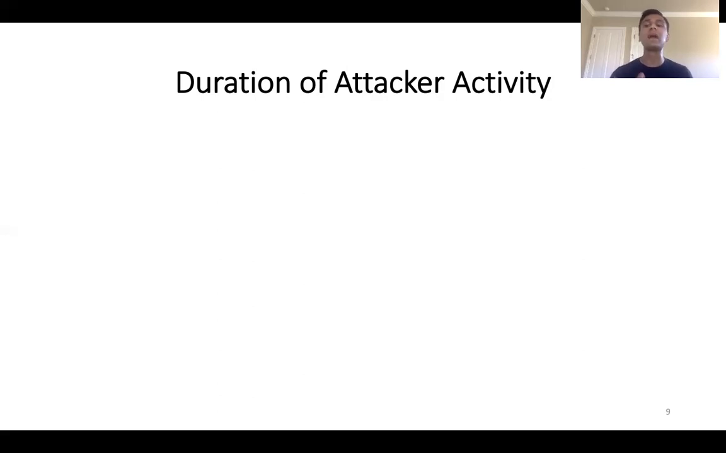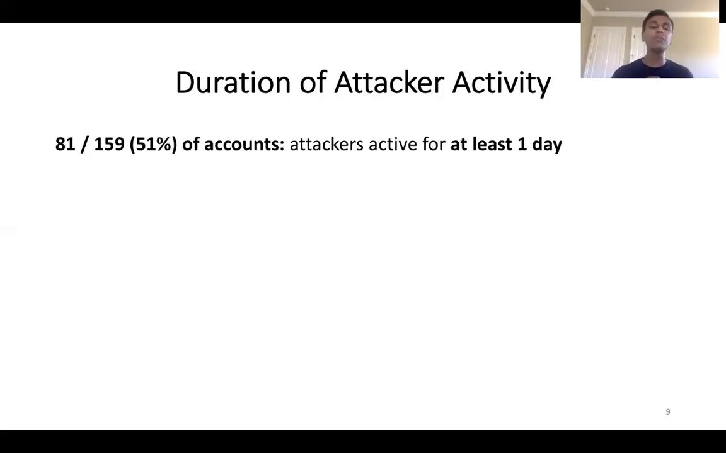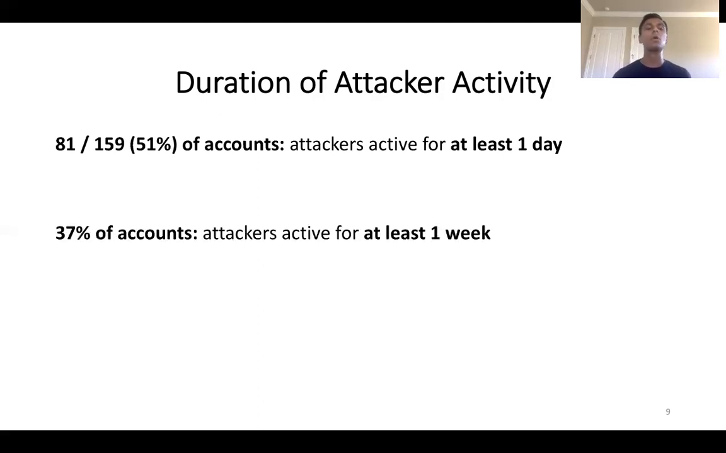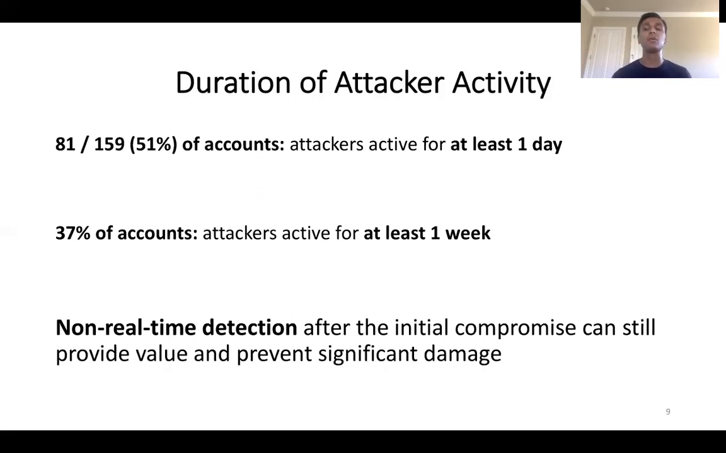What we find is that attackers appear to use and maintain access for long periods of time. In over 50% of accounts, attackers were active for at least one day, while in over a third of the accounts, attackers were active for at least one week. So an implication of this finding is that non-real-time detection, or detection after the initial compromise over a longer time horizon, can still provide value and prevent significant damage against a lot of these attacks.